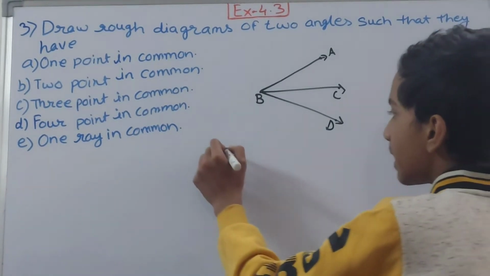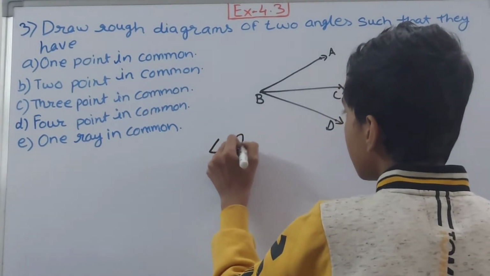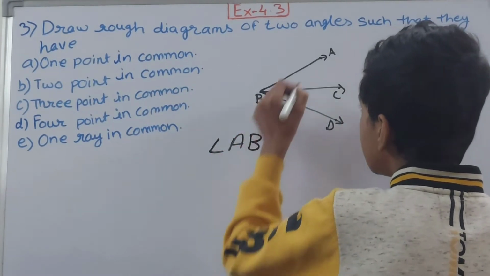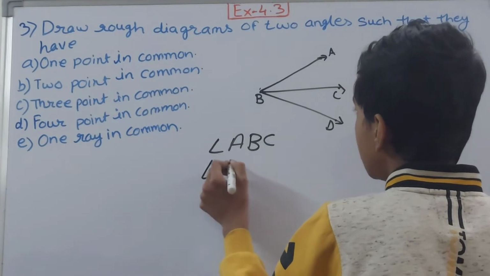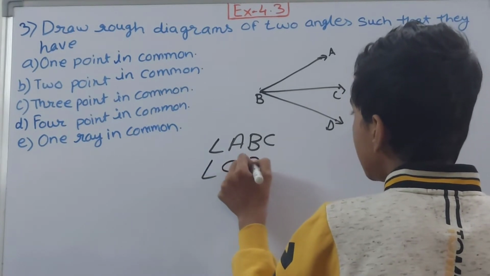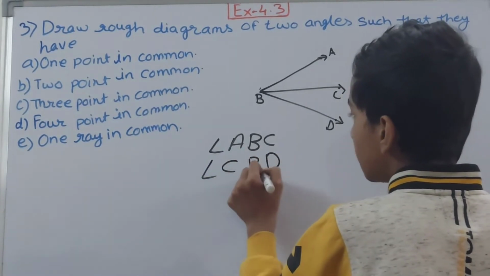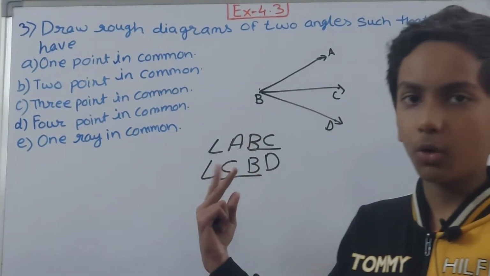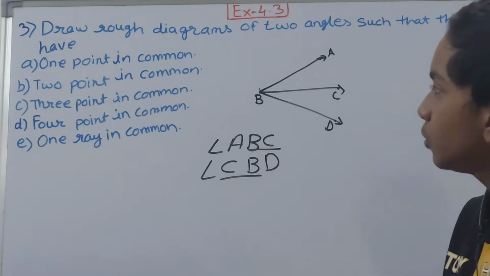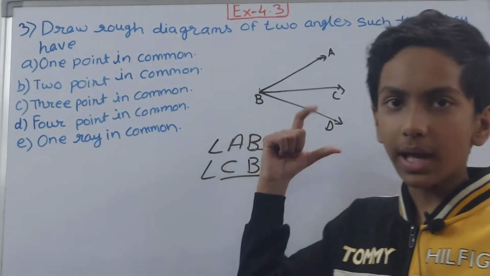Now if you see in this, what can you see common? If you name these two angles, we have A, B, C, this is one angle, and the second one will be C, B and D. In this the common points are this B and C. These are the two common points, right? So we have found two common points in two angles, right?